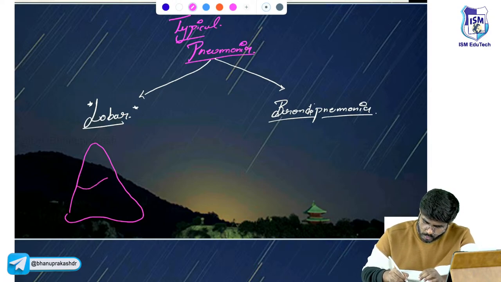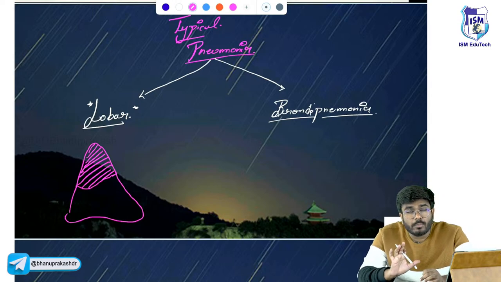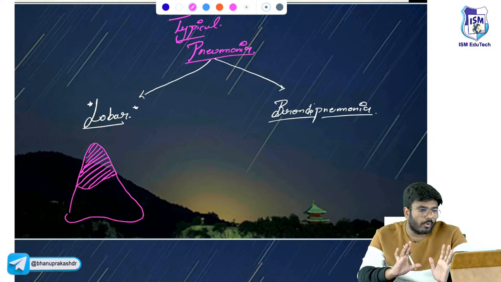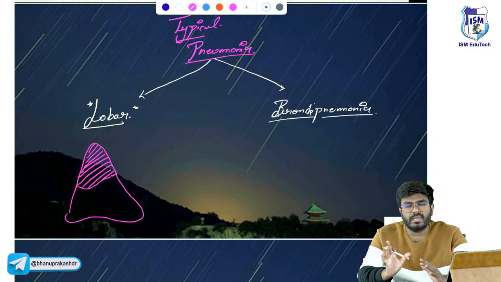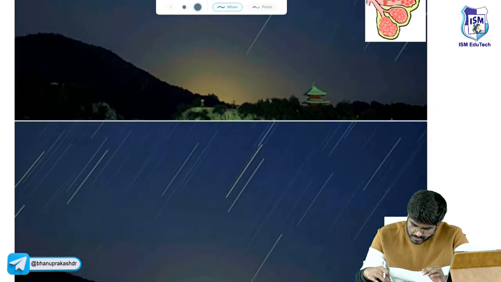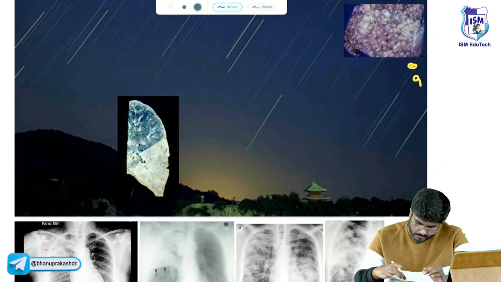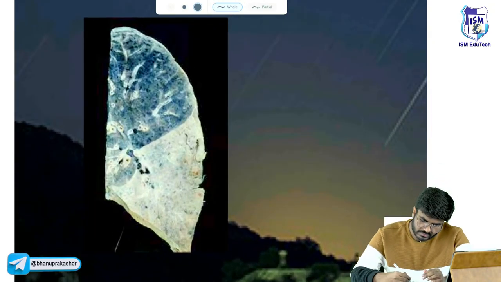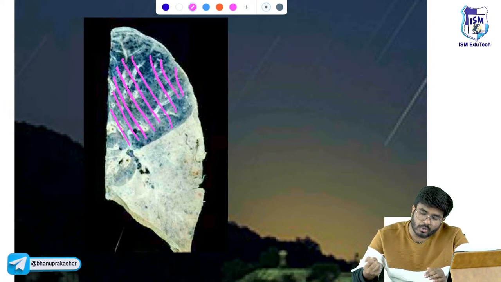It has two lobes like this. Now one entire lobe is affected. Usually, lobar pneumonia is a type of typical pneumonia. If one entire lobe is affected, then it is called lobar pneumonia. Let me show you the images. Here, see, this one entire lobe is affected. So, this is lobar pneumonia.